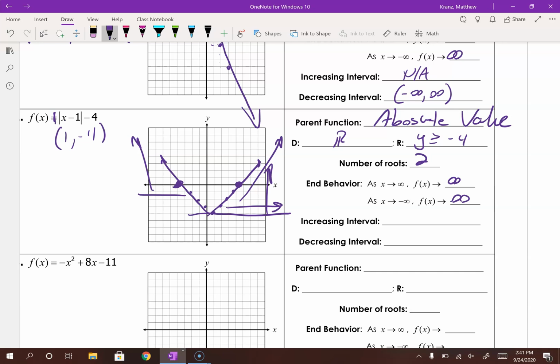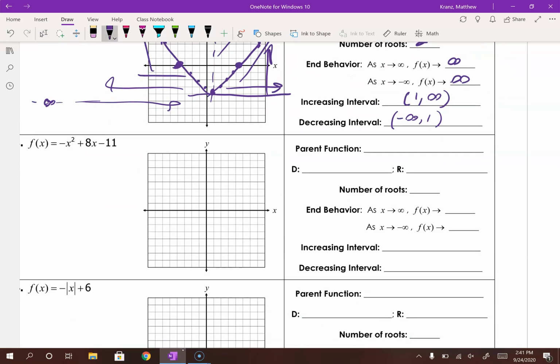Now, increasing interval. Right? It's technically going this way, so it's starting from 1, and it's going to infinity on the right side. So that is 1 to infinity. Our interval on the left side, it's starting at 1 and going to negative infinity, or it starts at negative infinity and goes to 1. Because technically we're working from left to right. So negative infinity is all the way over here and we're working towards 1 before it starts going up.